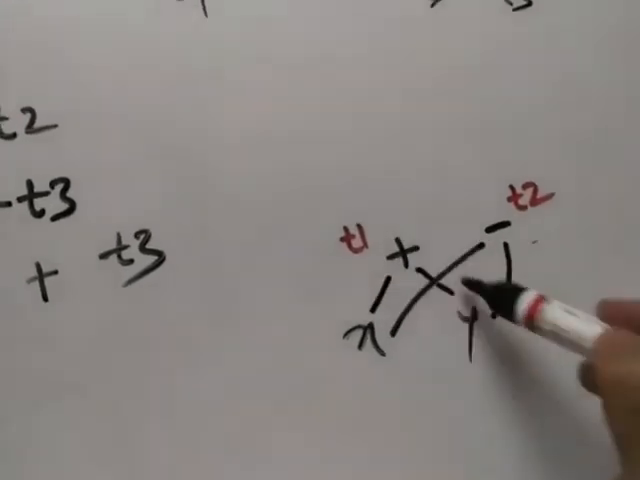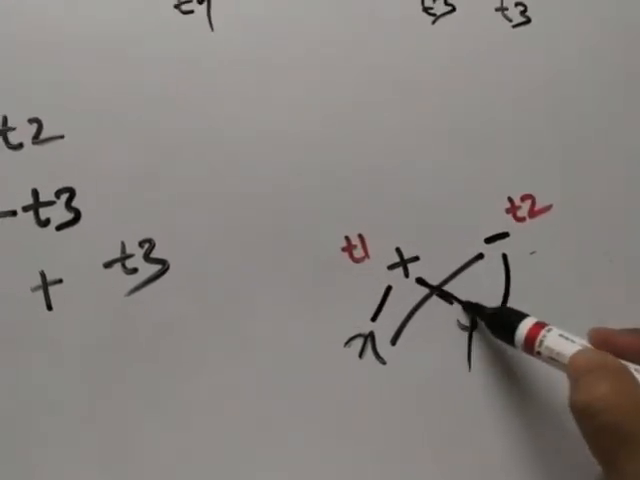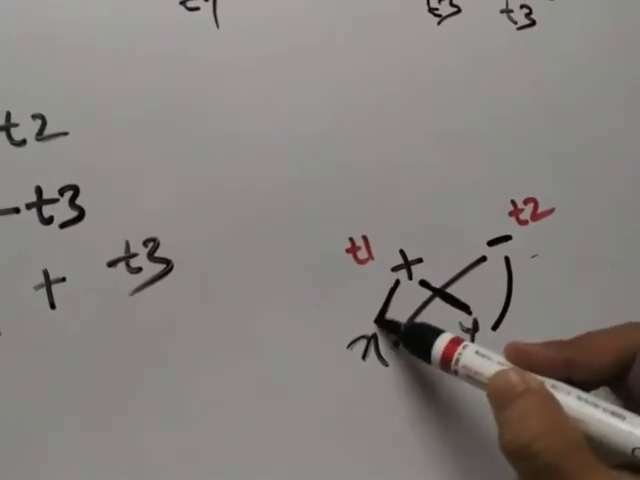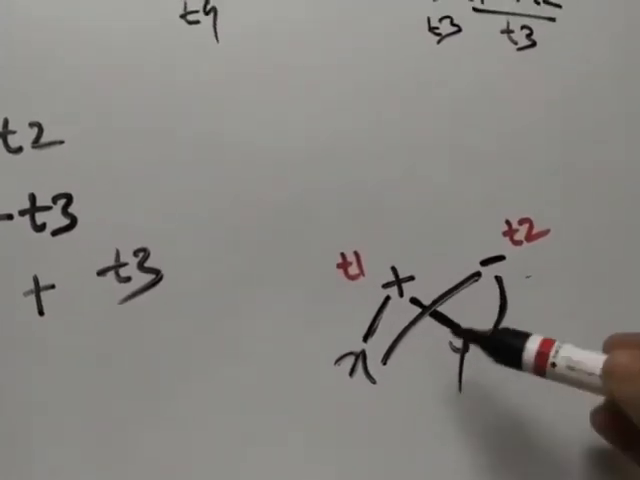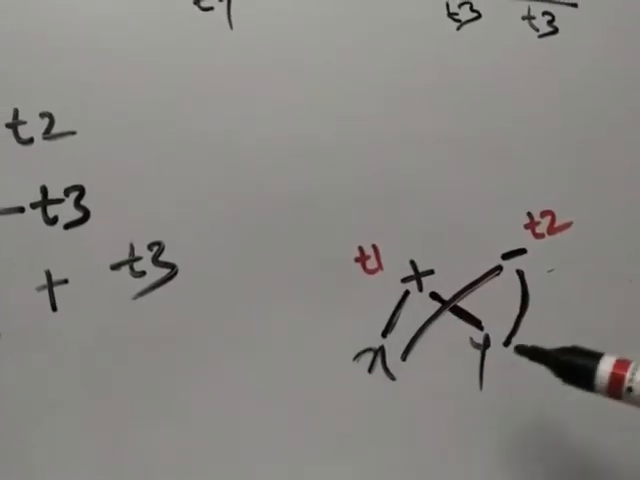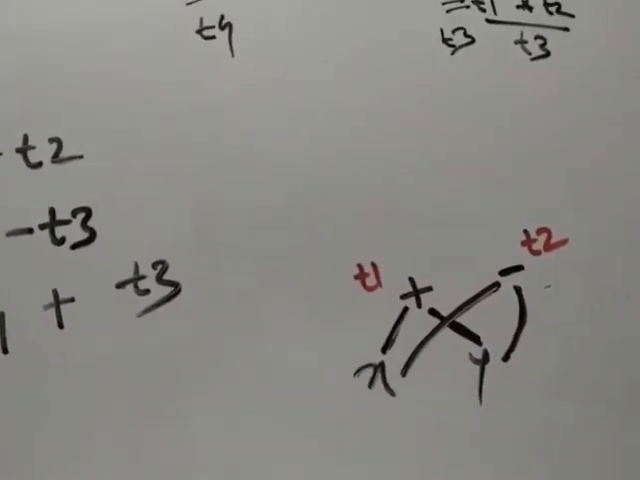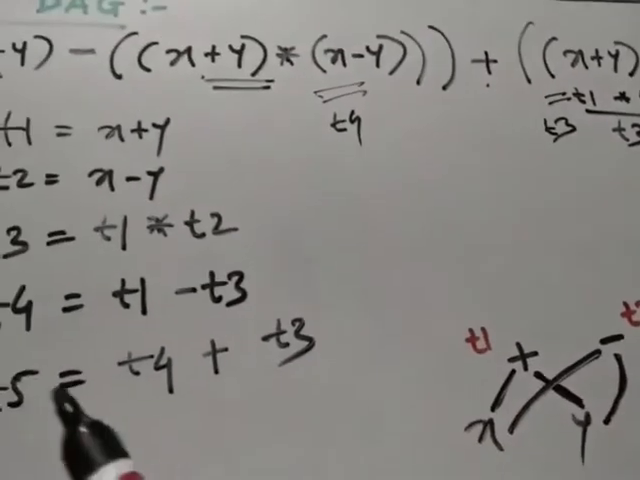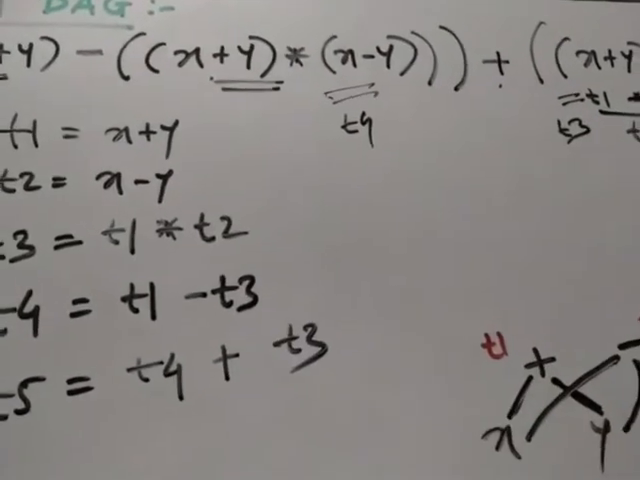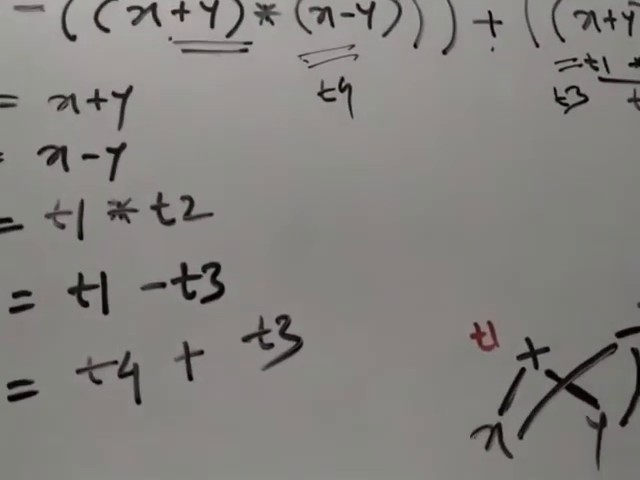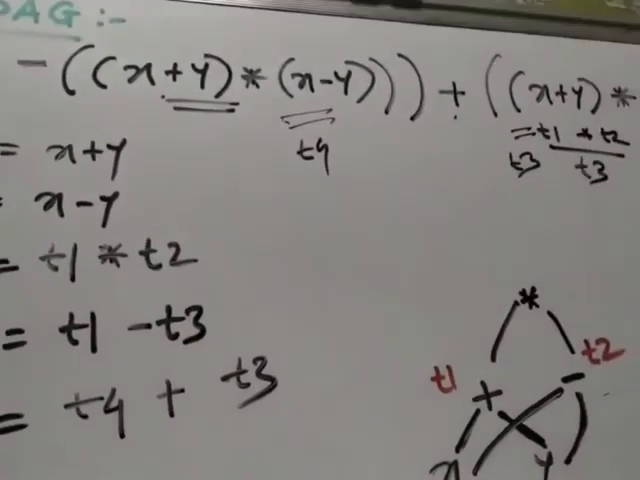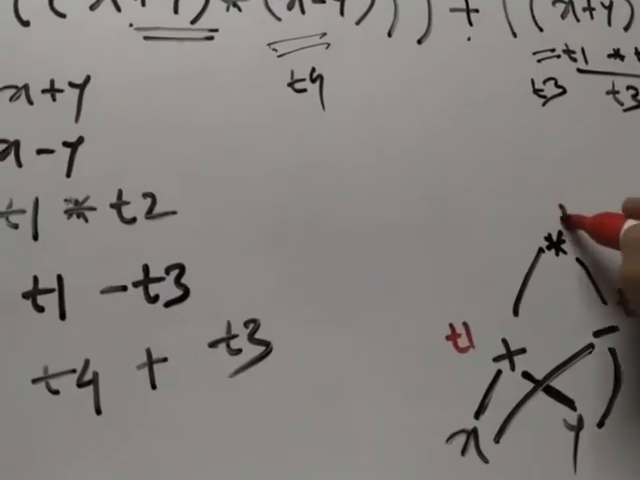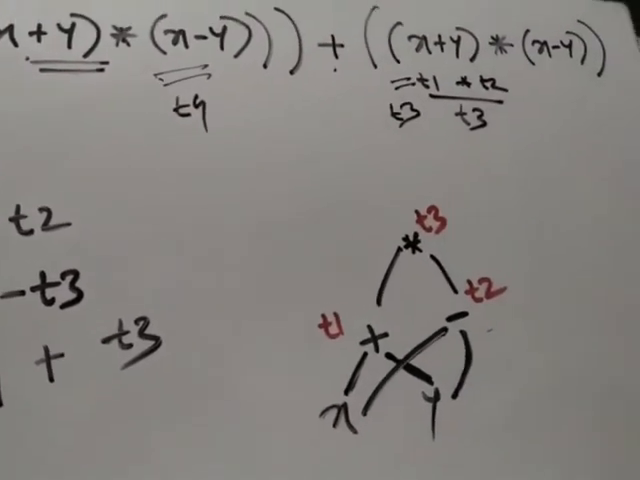So x plus y is T1. Just keep the proper lining between both the T1 and T2. So x plus y is T1 and x minus y is T2. Next is T3 equal to T1 multiplied by T2. So create the T3. T1 multiplied by T2 is nothing but my T3. So I have created T3 over here.